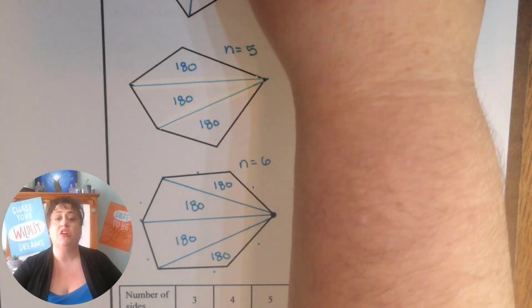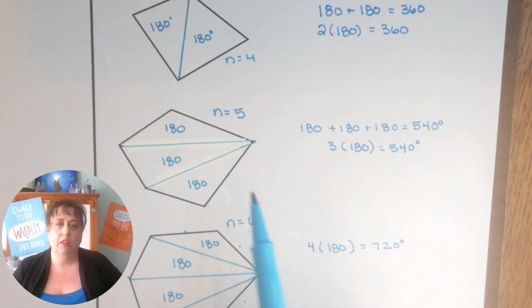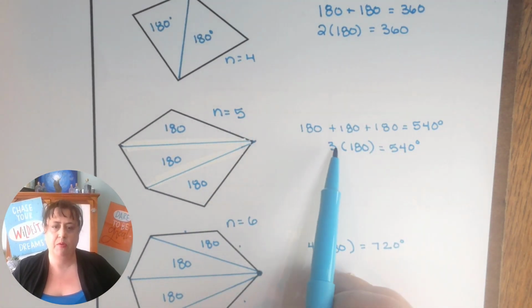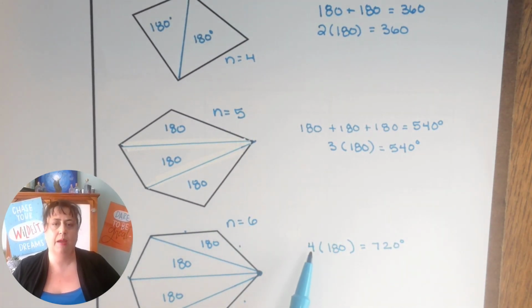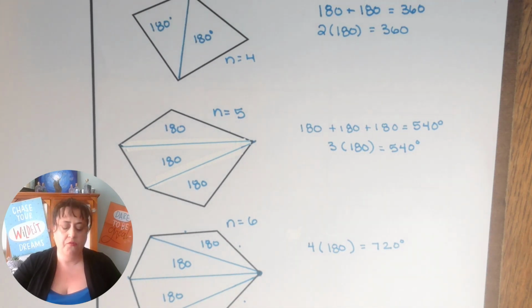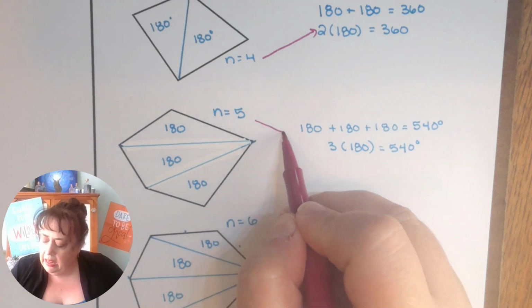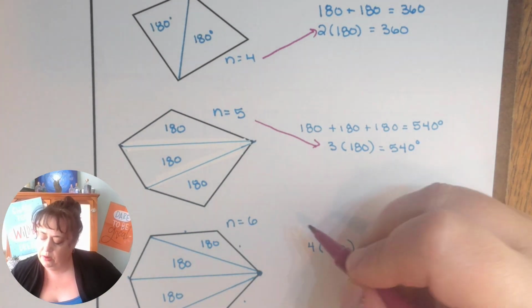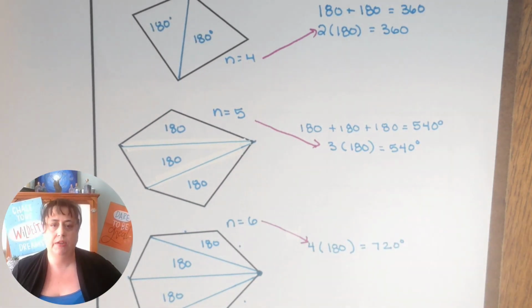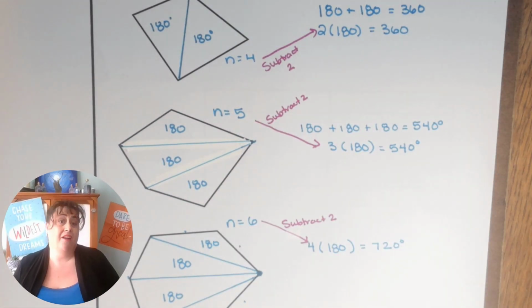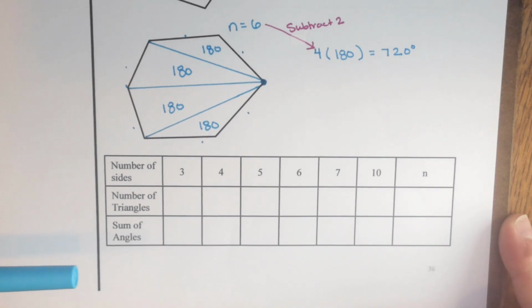So hopefully I'm starting to see a pattern: when n was 4, I multiplied by 2, and when n was 5, I multiplied by 3, and when n is 6, I multiplied by 4. So to go from 4 to 2, what did you do? And 5 to 3, what do we do? And 6 to 4, what do? We subtract 2 each time. So there's a nice pattern that we are going to build from. Let's look at this pattern.